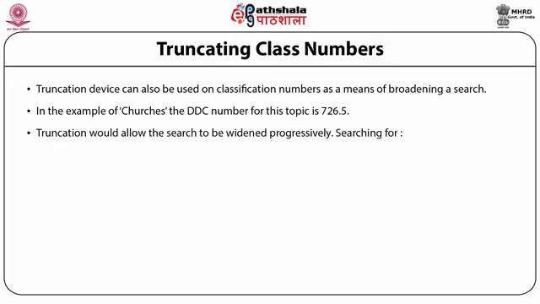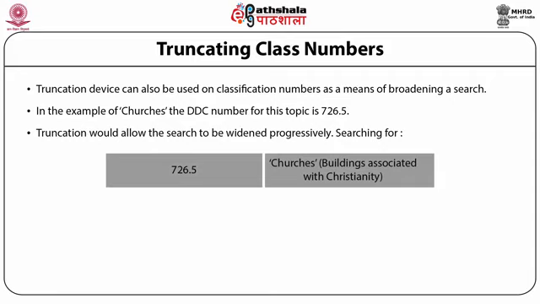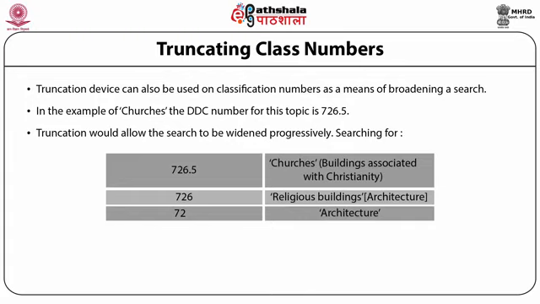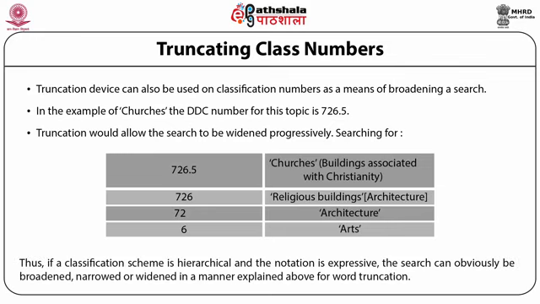726.5. Truncation would allow this search to be widened progressively. Searching for 726.5 will search for architecture of churches, that is, buildings associated with Christianity. Then 726 will search for religious architecture or religious buildings and their architecture. 72 will broaden the search to architecture only, on all sorts of buildings, and 7, of course, the arts, which includes many topics. Thus, if a classification scheme is hierarchical and the notation is expressive, the search can obviously be broadened, narrowed, or widened in the manner explained above.